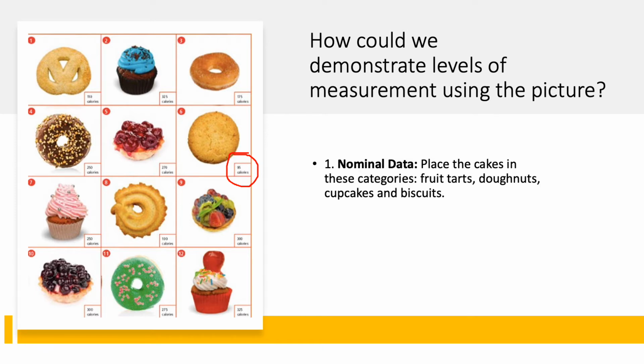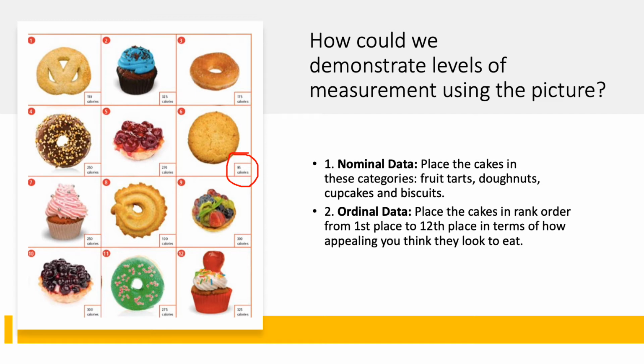In terms of nominal data, we could place the cakes into fruit tarts, donuts, cupcakes, and biscuits, because nominal data is just categories and we count the frequency that each of these occur. Ordinal data, we could rank them in order of preference. So you could say your number 1 choice to your number 12 choice, because it's order, but it's not telling us anything else about the data.